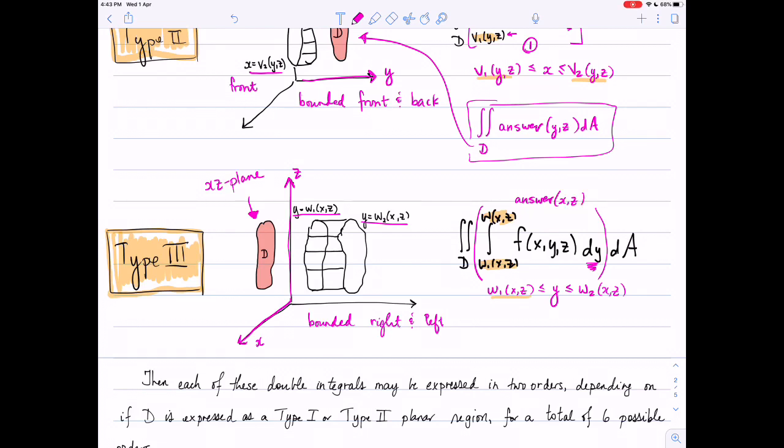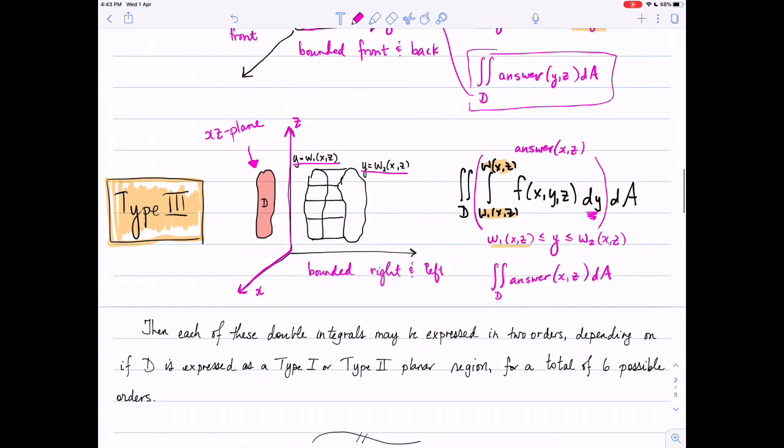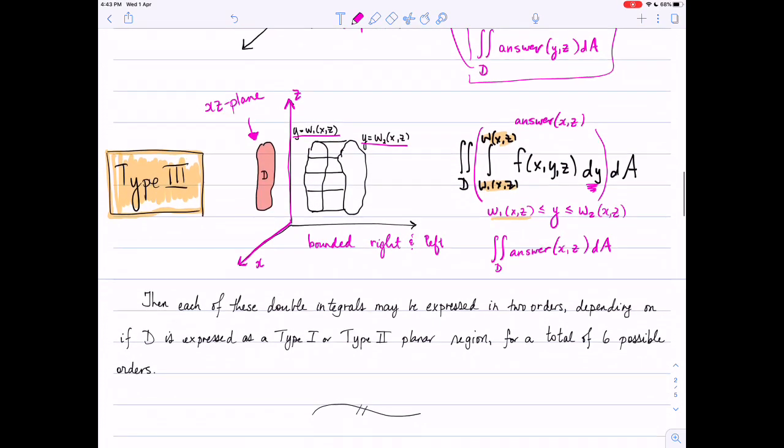And so when you do that remaining double integral, the double integral of the answer, which is a function of x and z, dA, again, you can do that in type 1 region for D, type 2, polar, whatever techniques that we had learned before for double integrals apply now.